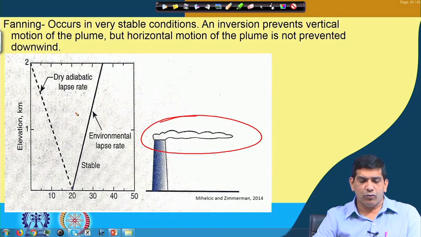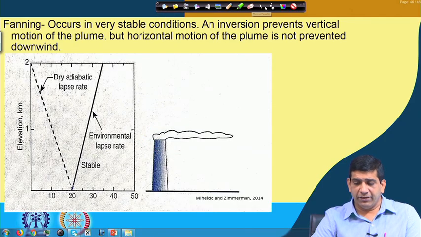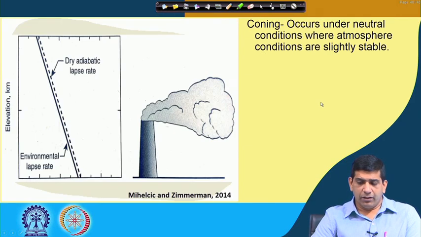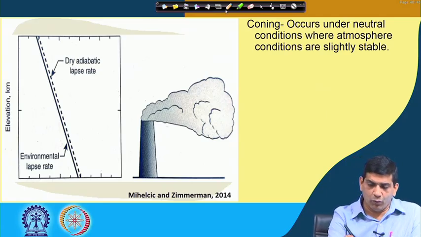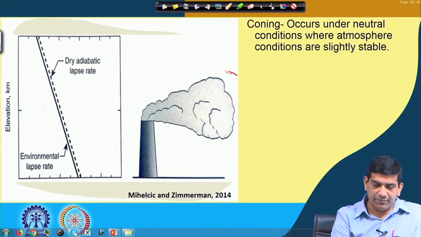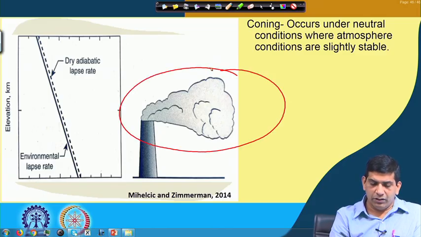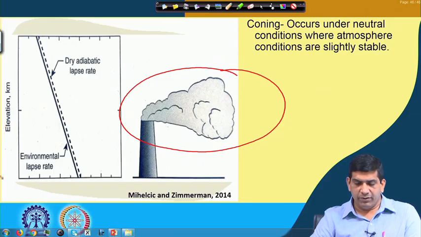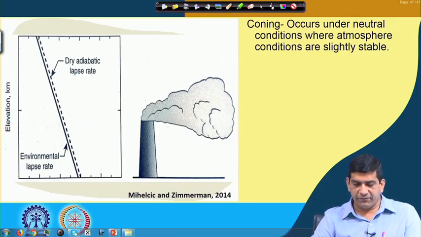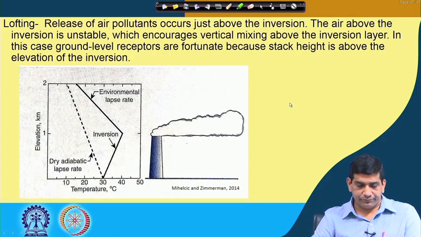Inversion prevents vertical motion of the plume, but horizontal motion of the plume is not prevented. So, downwind, you will have the horizontal movement. Coning occurs under neutral conditions where atmospheric conditions are slightly stable. So, here you are having coning. Basically, the plume that is coming out becomes like a cone, and it can have a higher exposure as well, because things will come towards the surface too.